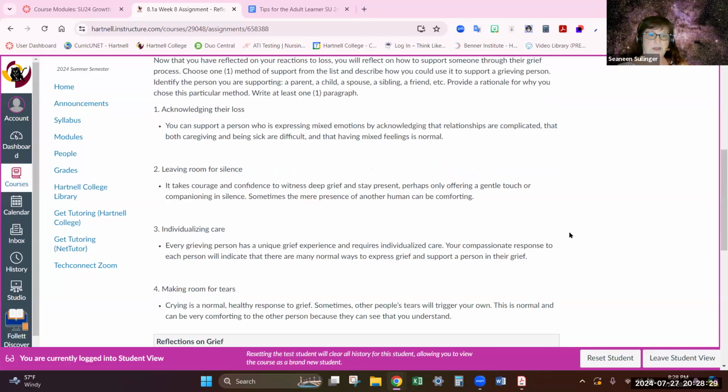Individualizing care is a third way. Every grieving person has a unique grief experience and requires individualized care. Your compassionate response to each person will indicate that there are many normal ways to express grief and support a person in their grief. There isn't really a cookie cutter or a map of a way to support a grieving person, because everybody grieves differently. We can give you tips and tools, but you need to have those in your tool belt, if you will, to be able to utilize the ones that you feel are necessary for each particular person and their individual needs.